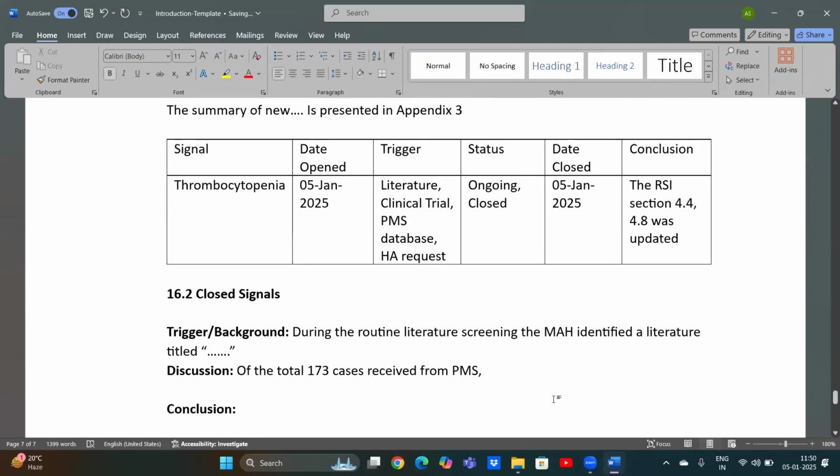Now, can you see the difference between 15.1 and 16.2? 16.2 is elaborative, but summary only, in paragraph form. And in the last, you will write that this signal evaluation report is appended in the appendix, whatever number, maybe 3.1. For each signal we use some method for signal evaluation, like how we are reviewing the data; that will be in the signal evaluation report. No need to present it here.